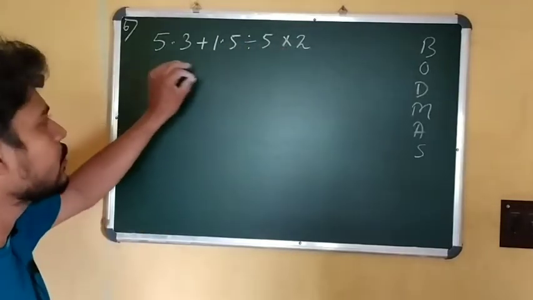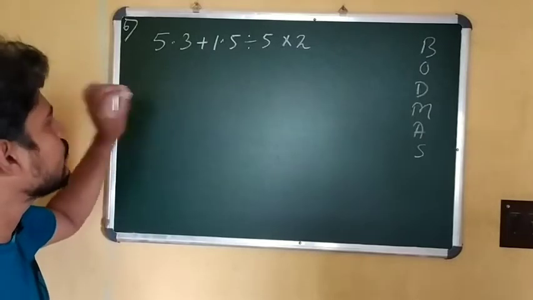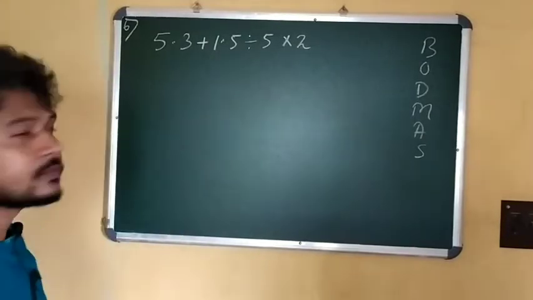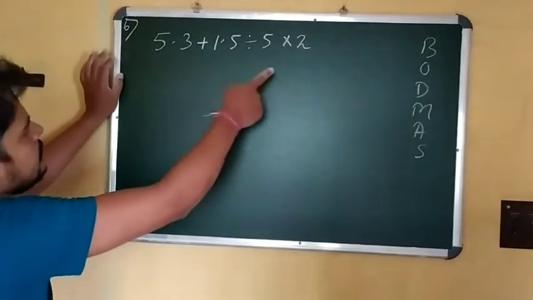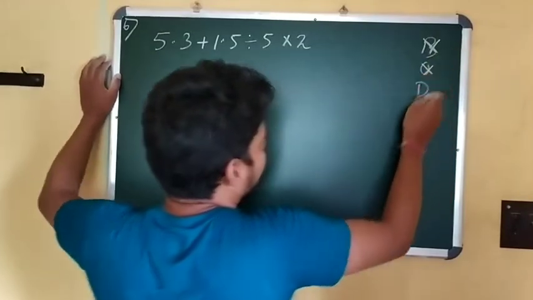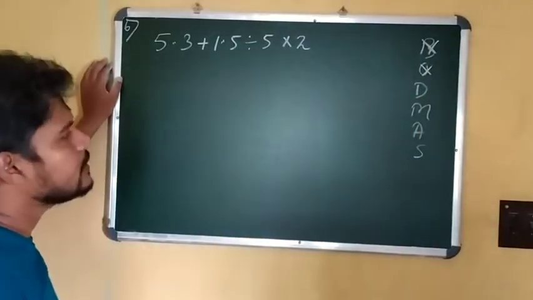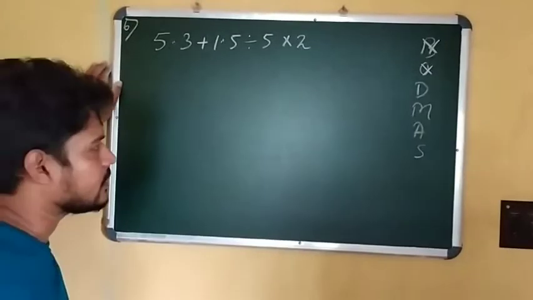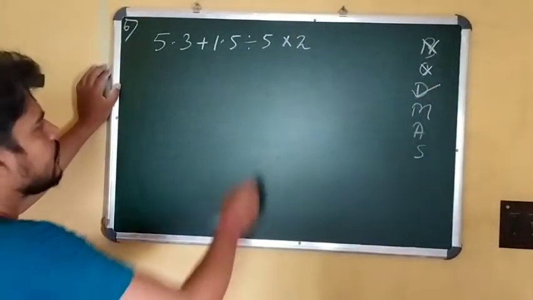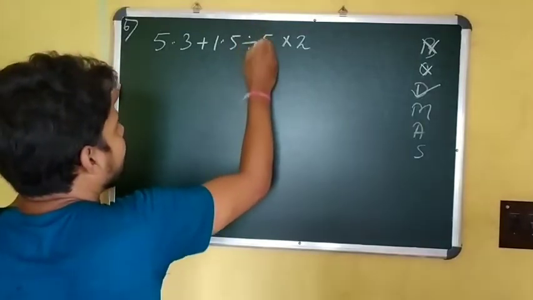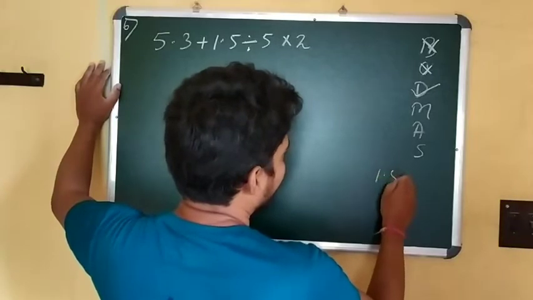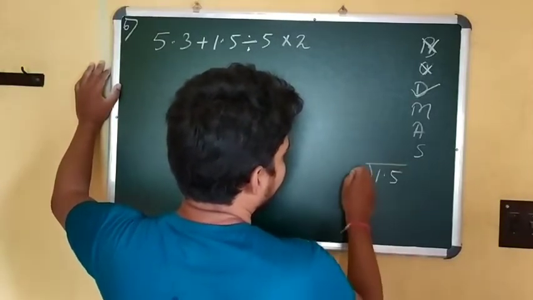So it is one of the numerical expressions, and we have to solve this numerical expression by applying the BODMAS rule. At first you can see that there is no bracket and no "of". Then you have to find out, is there any division sign? Yes, the division sign is present between 1.5 and 5. So you have to divide 1.5 by 5. So you just write down here 1.5 divided by 5.